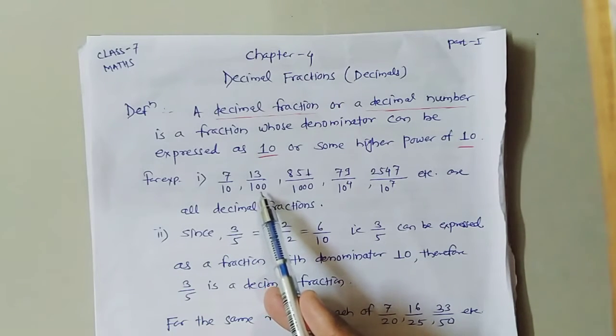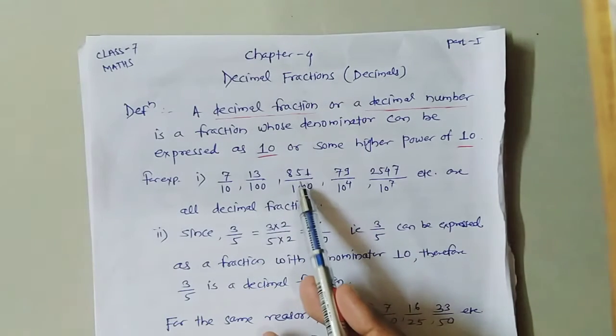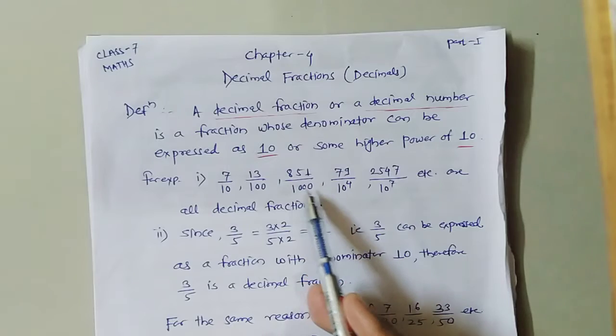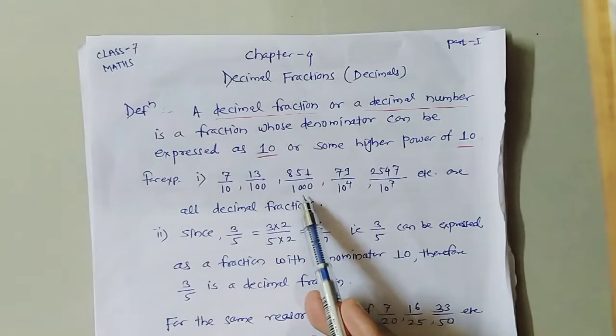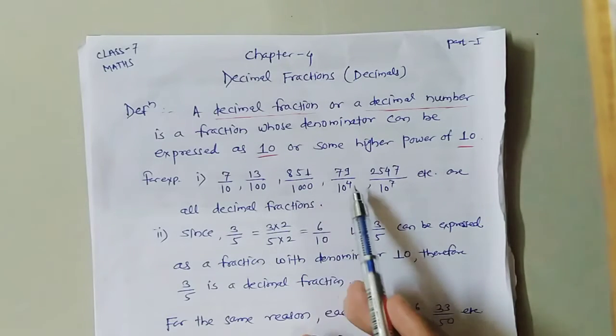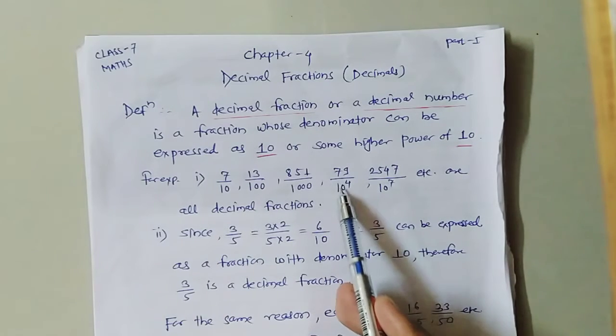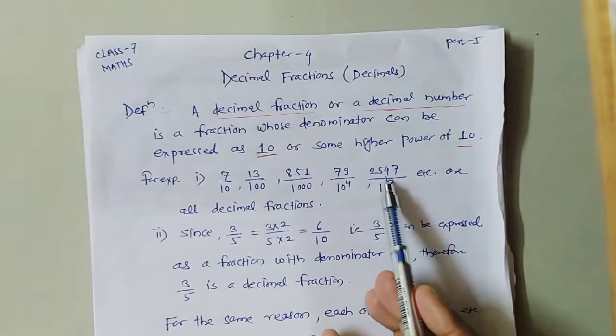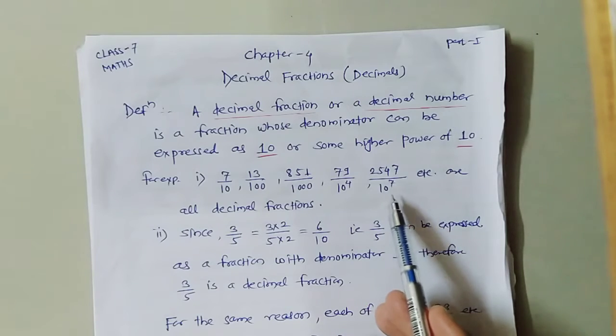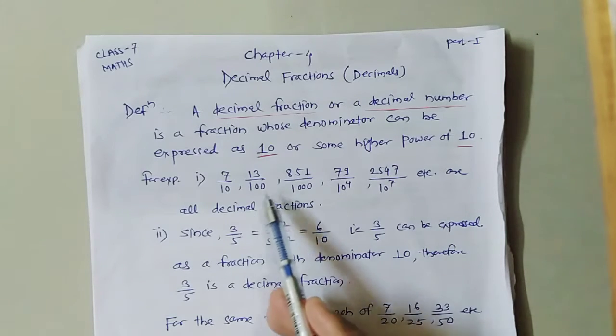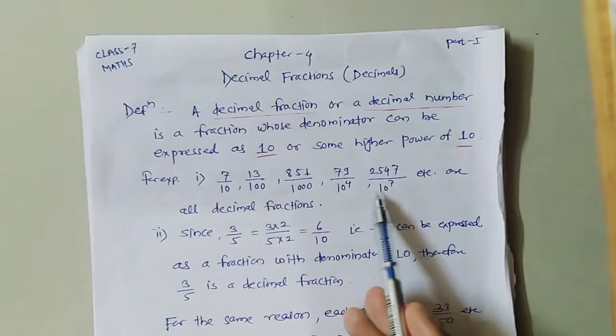100 means 10 raised to the power 2. See another example. 851 divided by 1000. 1000 means 10 raised to the power 3. Now 79 divided by 10 raised to 4. 2547 divided by 10 raised to the power 7. So all these are decimal fractions.